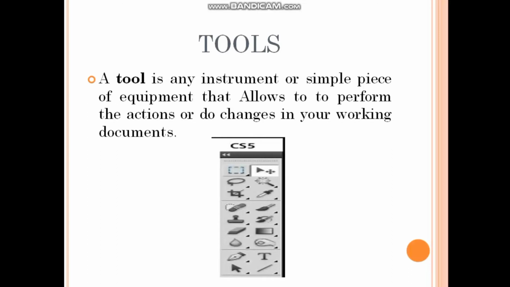The Tools panel appears at the left side of the Photoshop screen. Different tools on this panel are categorized as alternative tools, selection tools, draw tools, assisting tools, color boxes and modes. So before going to learn that, we first need to know what a tool is. A tool is any instrument or piece of equipment that allows you to perform actions or make changes in your working documents. Means a tool is an equipment or an instrument that allows us to perform actions or make changes in our working documents.